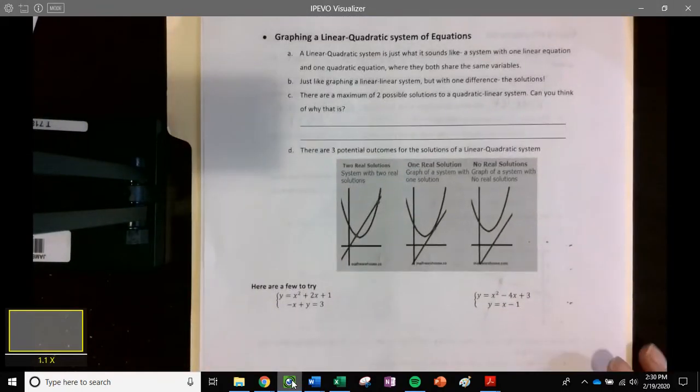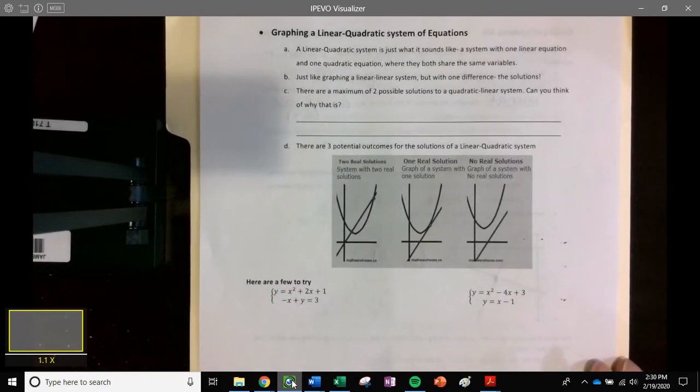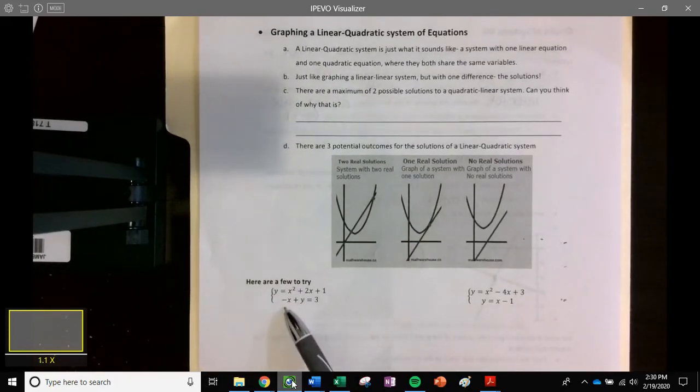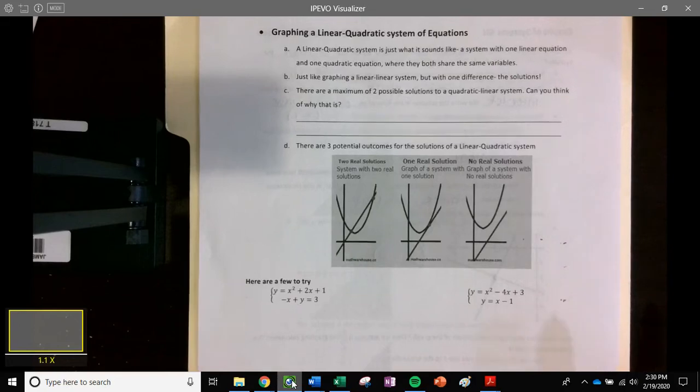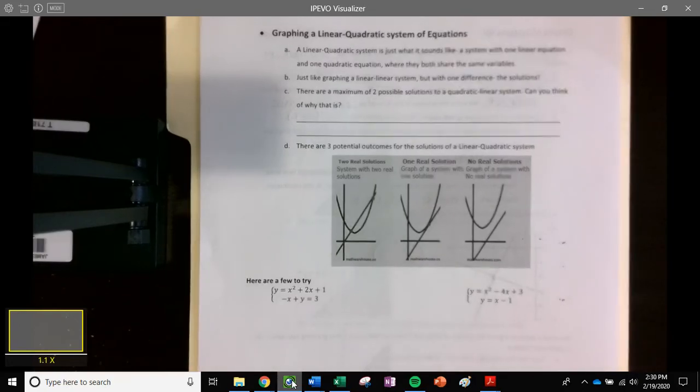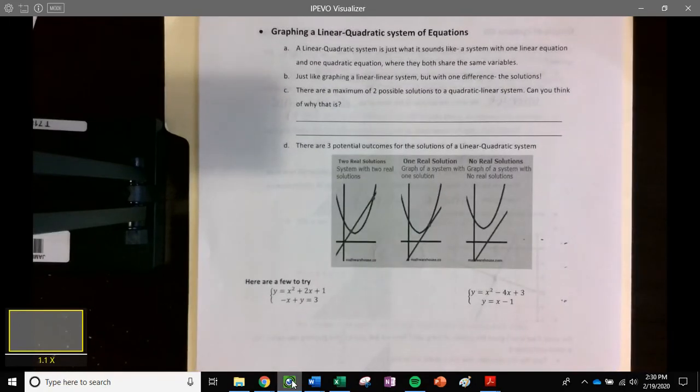Now we're talking about a linear quadratic system, meaning you've got one linear equation and you've got one quadratic equation. I've got an x squared, there's my quadratic. I've got no exponents on the variables there, there's my linear. All right? So a linear quadratic system is just what it sounds like. It's a system with one linear equation and one quadratic equation where they share the same variables.